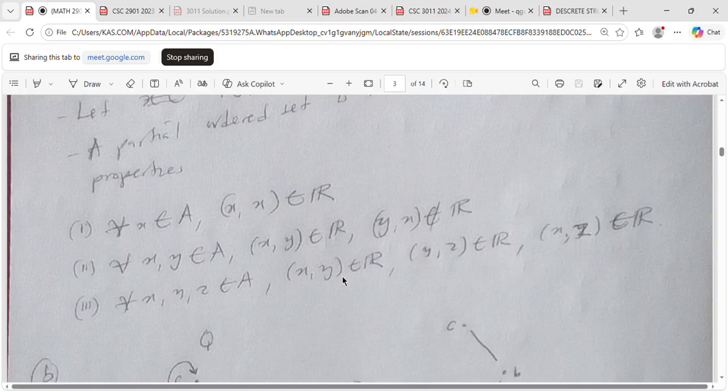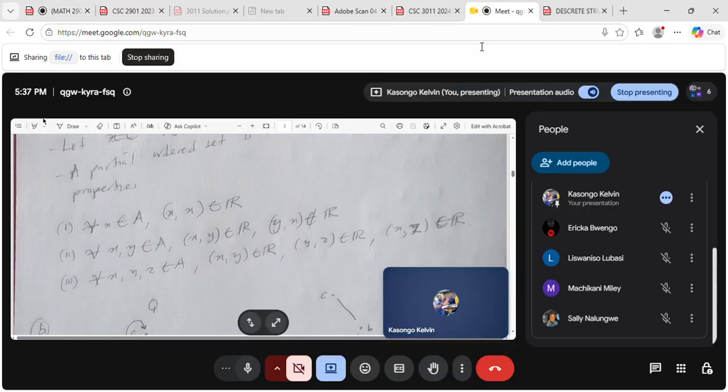What property is that? Transitive. Okay. Transitivity. That is very much true. Okay. I hope we are good. Kindly give me a thumbs up.